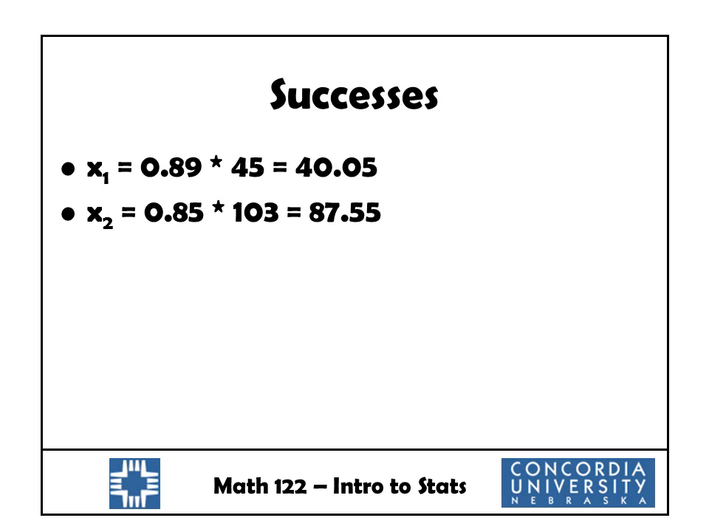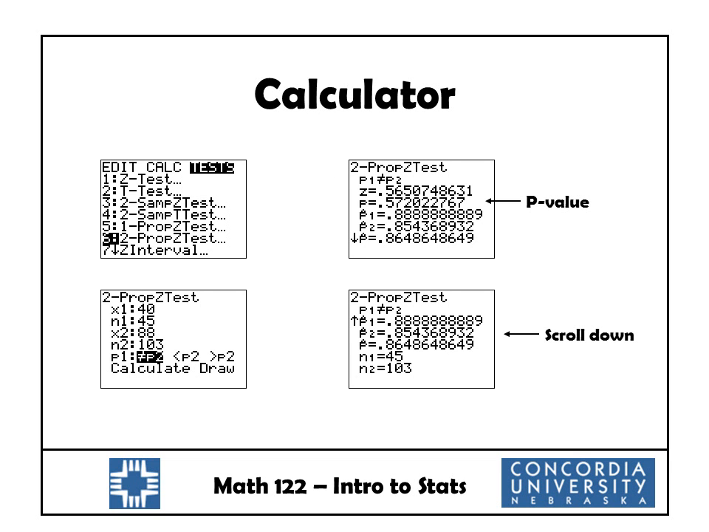So we first need to calculate x1 and x2. In our first sample, we had 89% that got a cold. We had a sample size of 45, so that comes out to be 40.05. For x2, our second sample, we had 85% that got a cold times the sample size of 103, which is 87.55. But remember, we always round off number of successes, so x1 will be 40 and x2 will be 88. These have to be whole numbers.